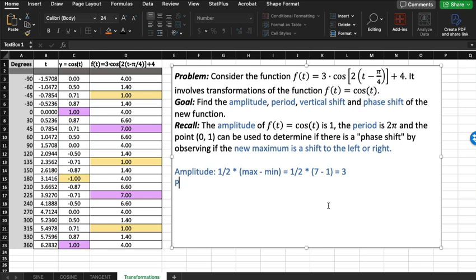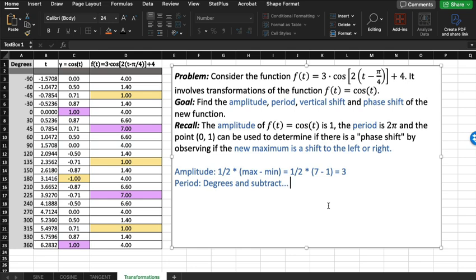Let's talk about the period. The period of the function is going to be the kind of how long does it take to get from one maximum to the other. So let's take the degrees and subtract.